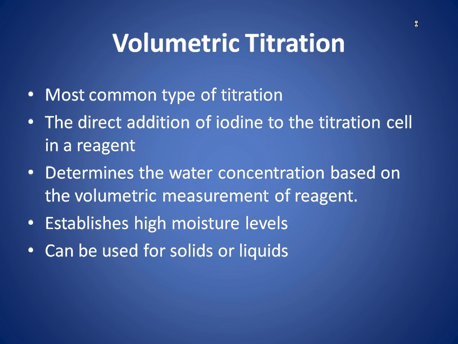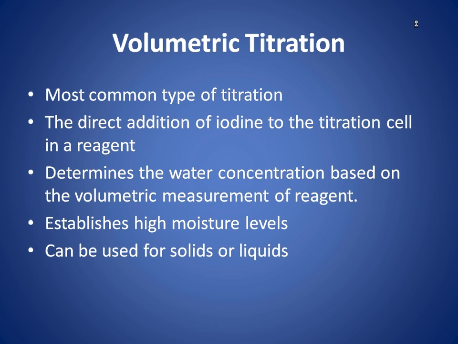Volumetric titration includes the direct addition of iodine to the titration cell in a reagent. This determines the water concentration based on the volumetric measurement of reagent. This is a good procedure for establishing high moisture levels. Volumetric is the most common and can be used with solids or liquids.